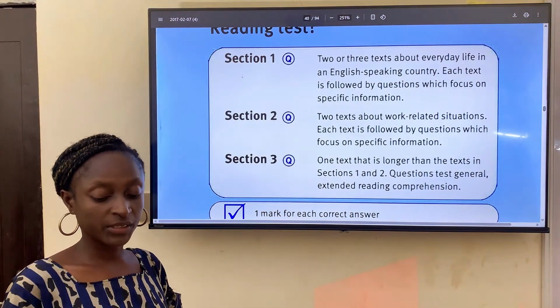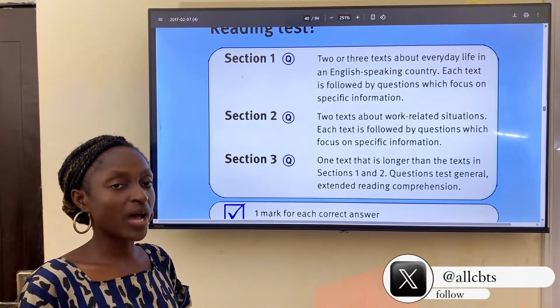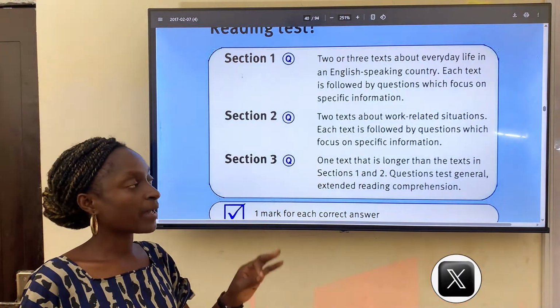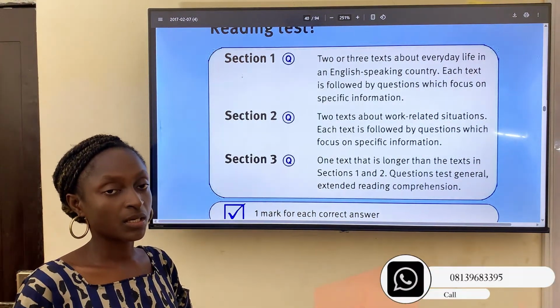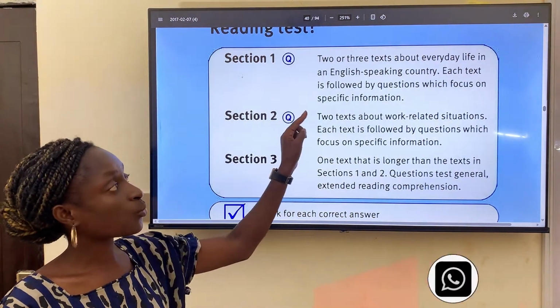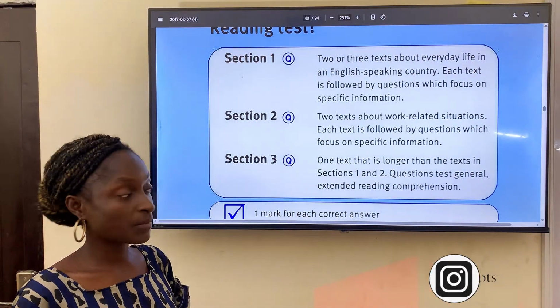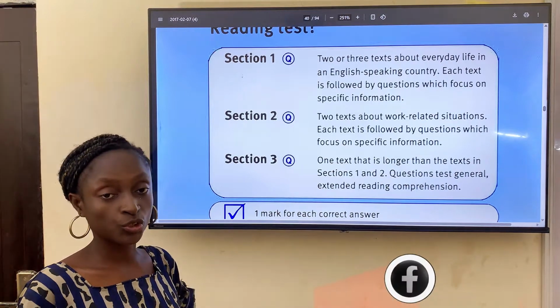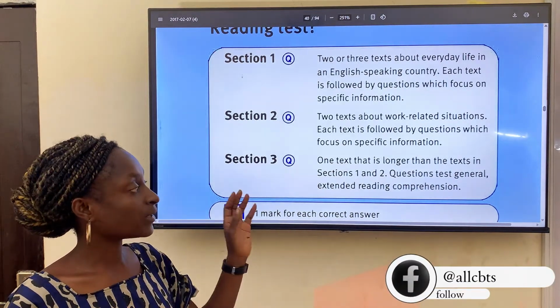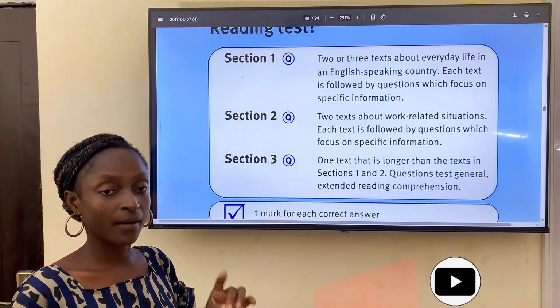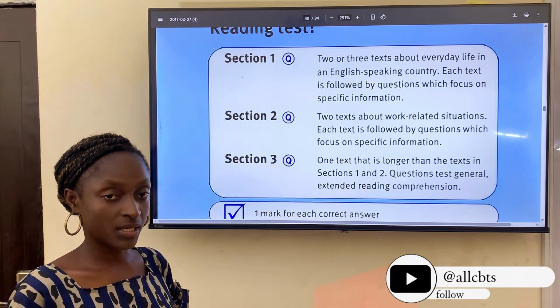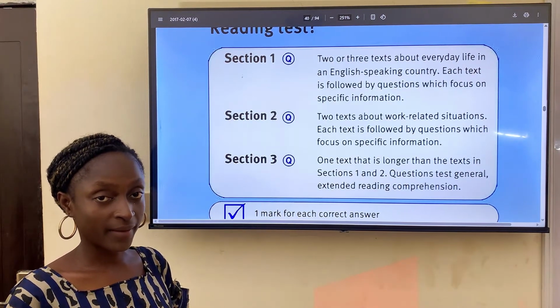Now, for each of these sections, you are expected to answer in 20 minutes. That simply means section 1 is for 20 minutes, section 2 is for 20 minutes, and the last section is also for 20 minutes. That means we are spending 1 hour under the reading test. I hope that is clear.